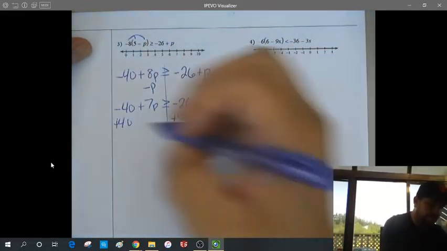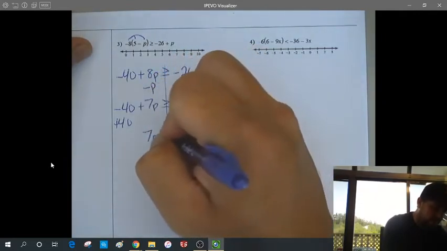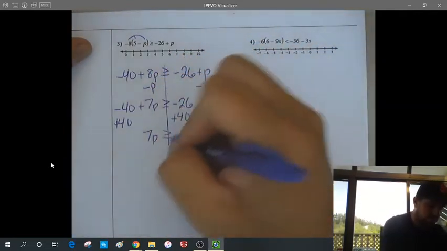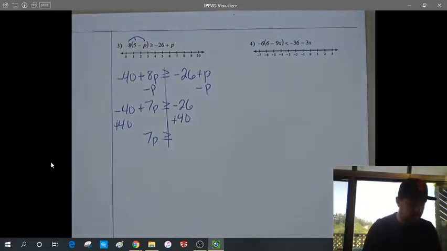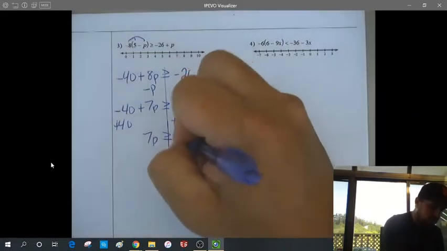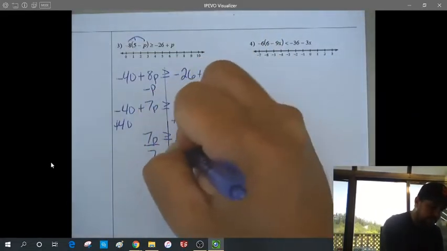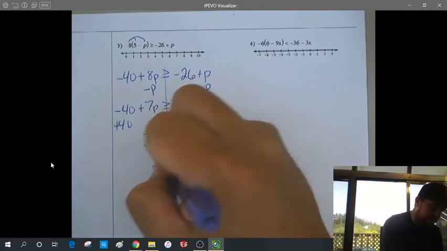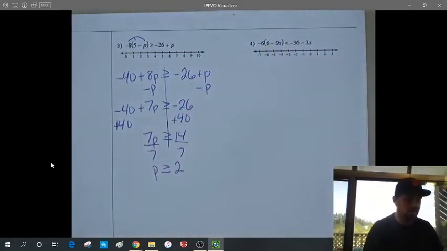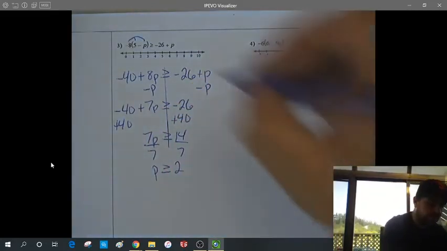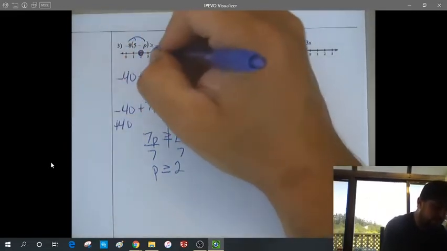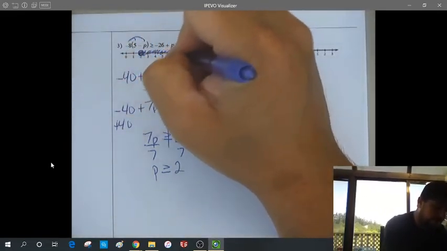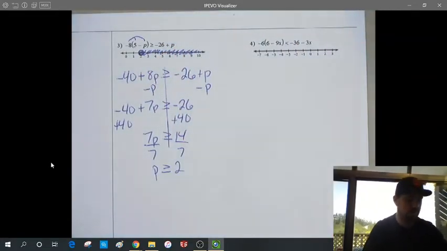Now solve the two-step that remains. 7p greater than or equal to, and this time negative 26 plus 40. Subtract, keep the sign of the larger, so that should give me 14 there. And then divide by 7, dividing by a positive, so the symbol stays facing the same way. And we end up with p is greater than or equal to 2. So that's going to be a closed circle at 2. And shading is going to happen to the right because it's facing towards the variable.